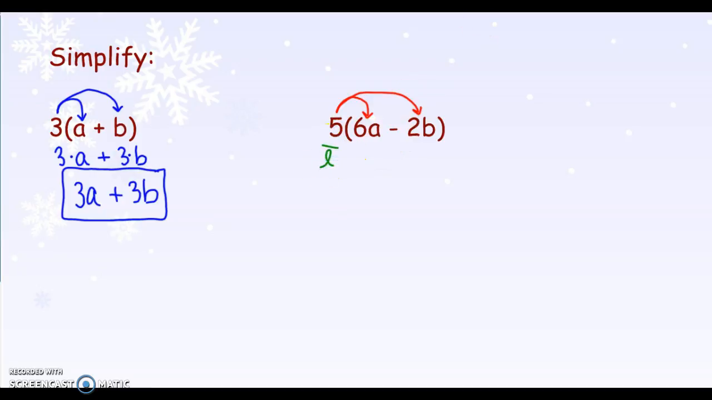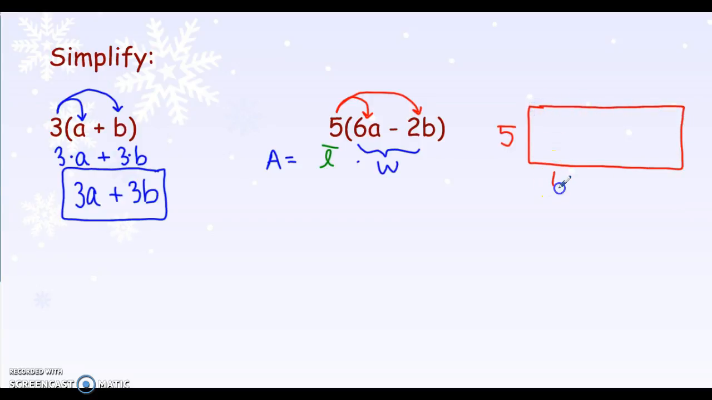This is the length, this becomes the width, so my area is equal to my length times my width. So if I have a length of 5, and visually I'm going to switch these for what you think, and this is 6a, and this part is a negative 2b, we want to find the area. So the area of this box right here is length times width, 5 times 6a. I multiply the numbers, and we get 30a.